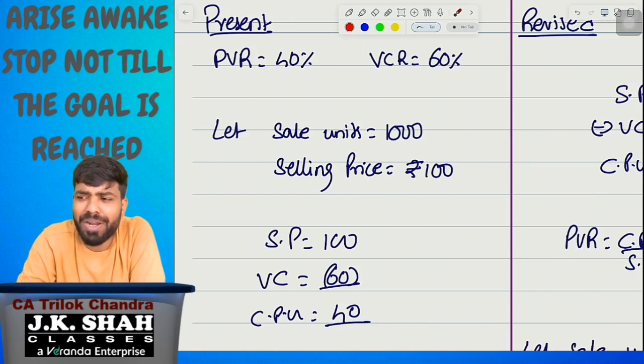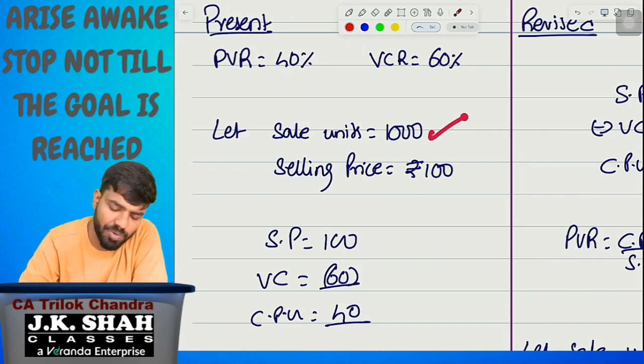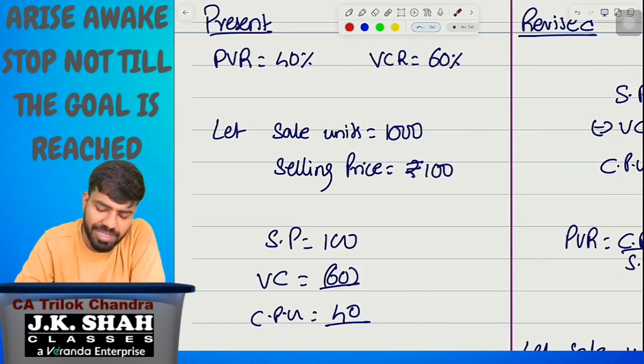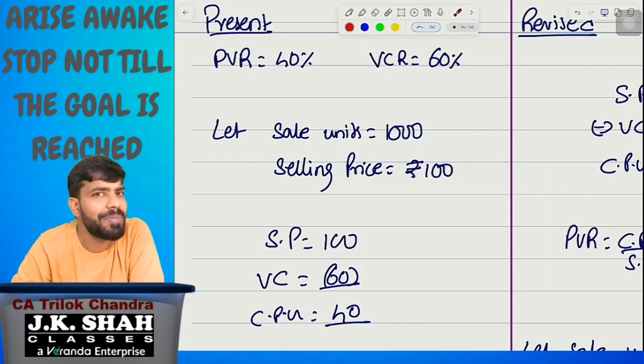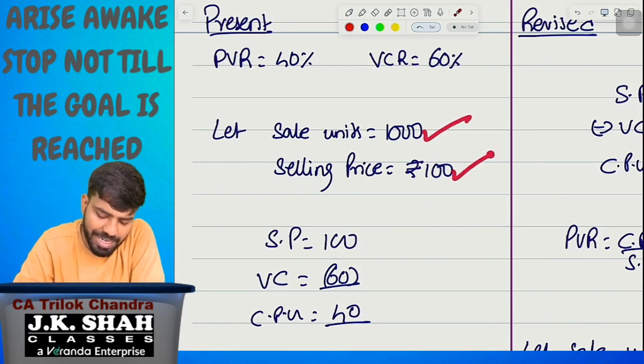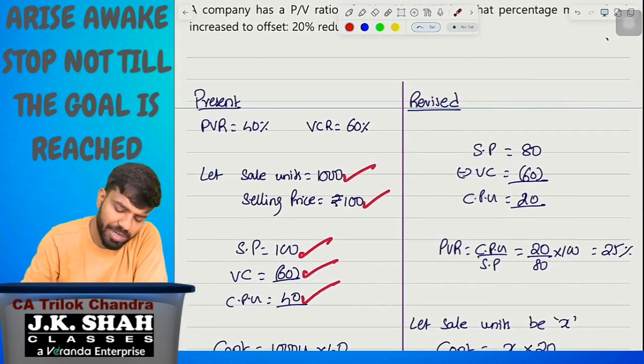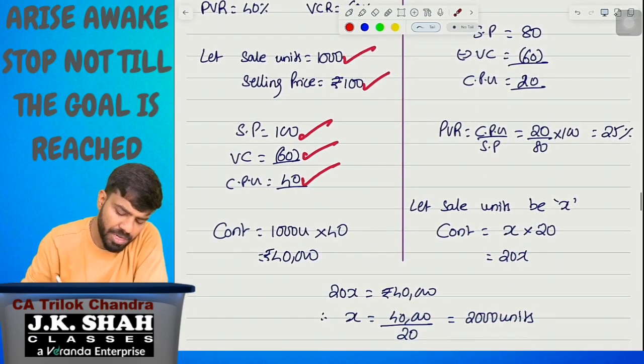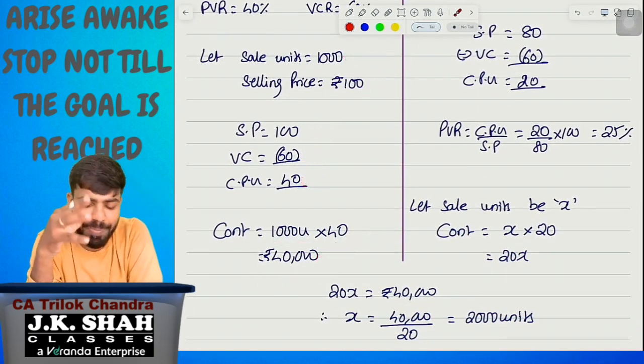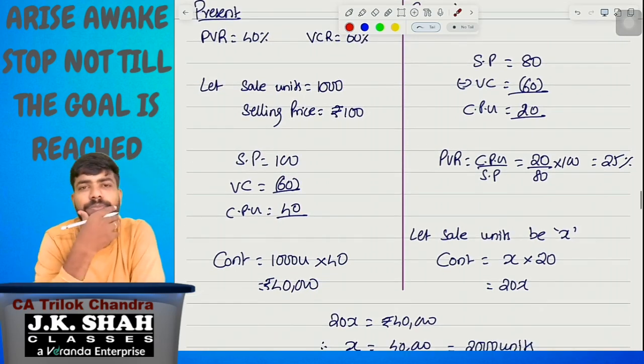I took the example. Let sale units be 1000 and selling price be 100. Here they didn't mention any information, so I am taking the example. Sale units 1000, selling price is 100. If selling price is 100, variable cost is 60 and contribution per unit is 40. This is the present situation. And the total contribution is 1000 units into 40, that is 40,000. This is the present scenario.